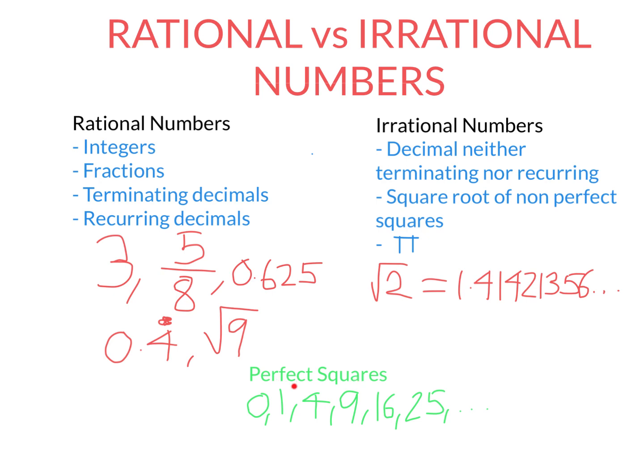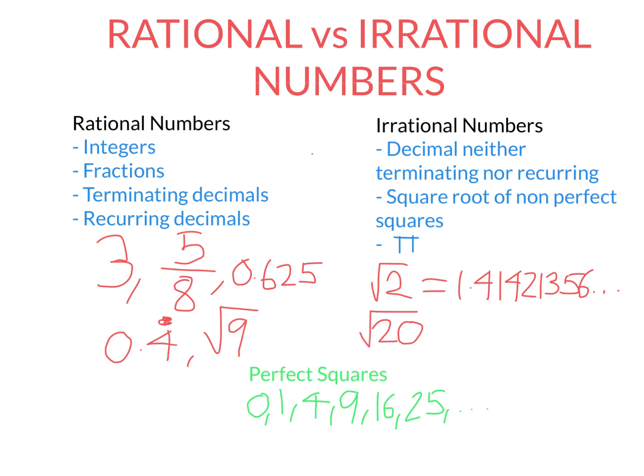But if you square root a non-perfect square, you get an irrational number. So notice, for example, on this list, 20 is not included. 20 is not a perfect square. You can't multiply an integer by itself to get 20. So 20 is a non-perfect square. That means the square root of 20 is an irrational number. It has a decimal that doesn't end, it goes forever, but there is no pattern to it.